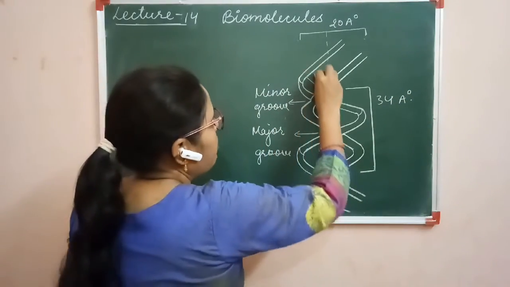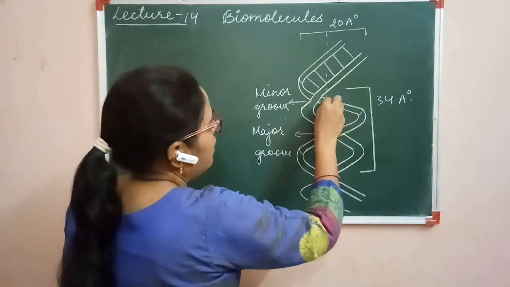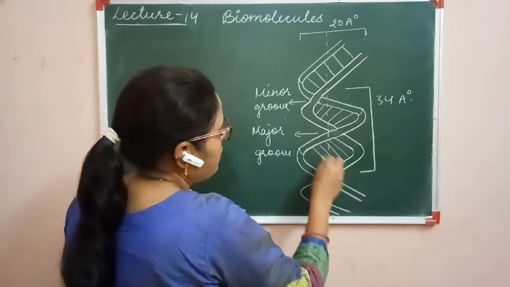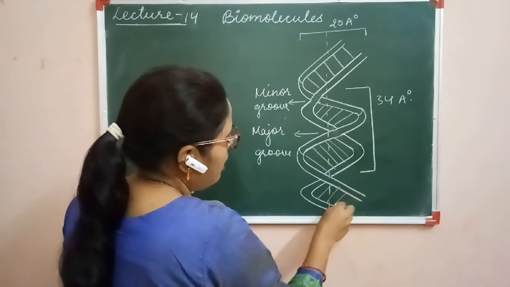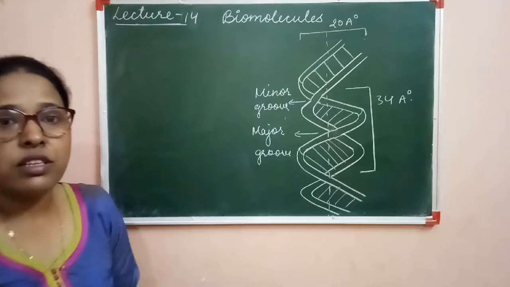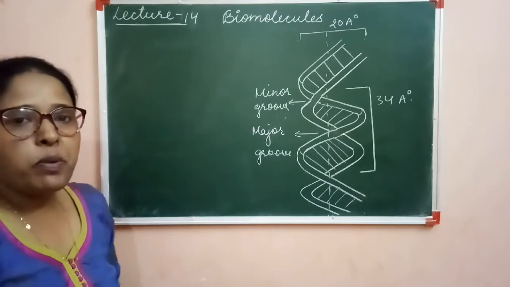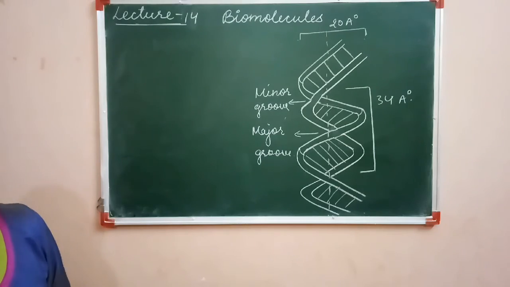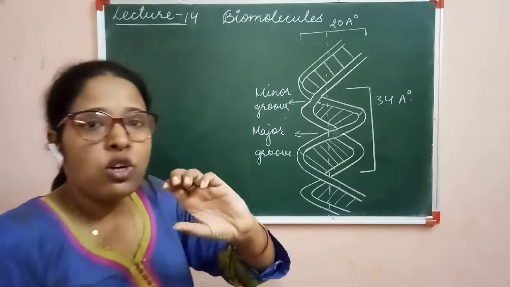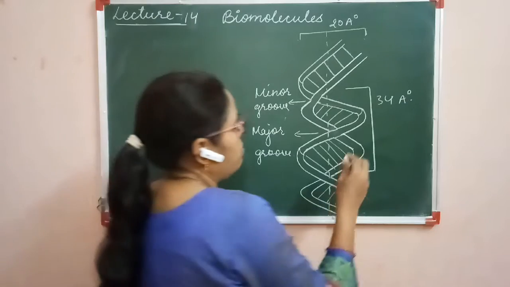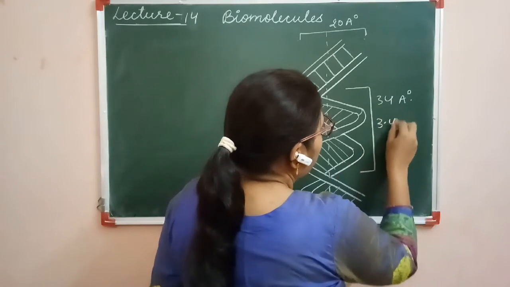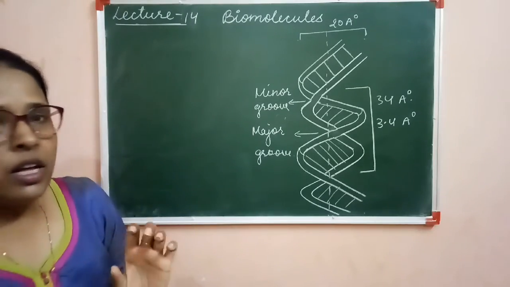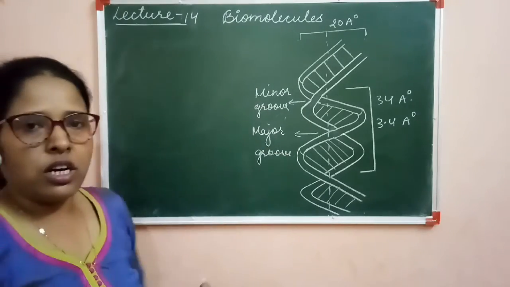Here the base pairs are present and in each turn 10 base pairs are present. These are the base pairs like the stairs. Clear? So these are the base pairs and in each turn about 10 base pairs are present. So the distance between two base pairs is about 3.4 angstrom. Clear? So this is the structure.